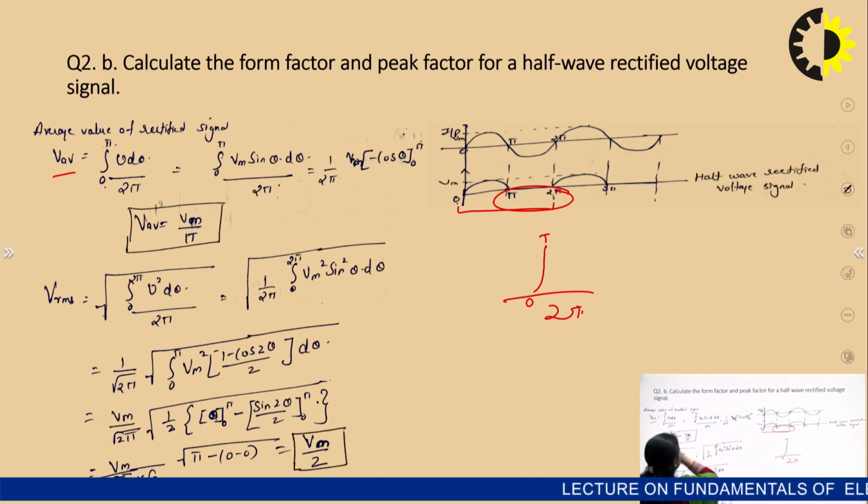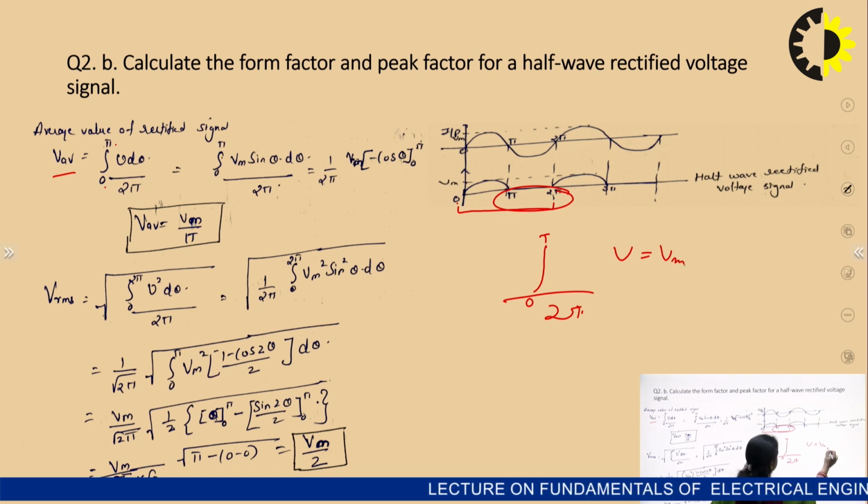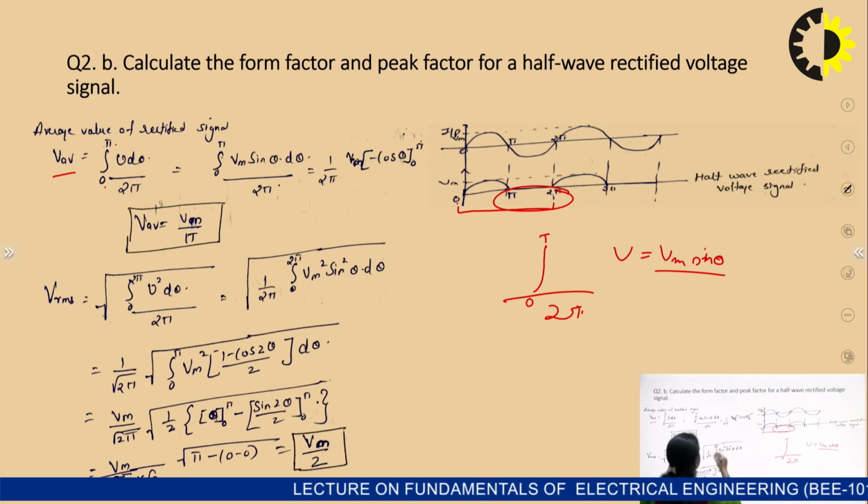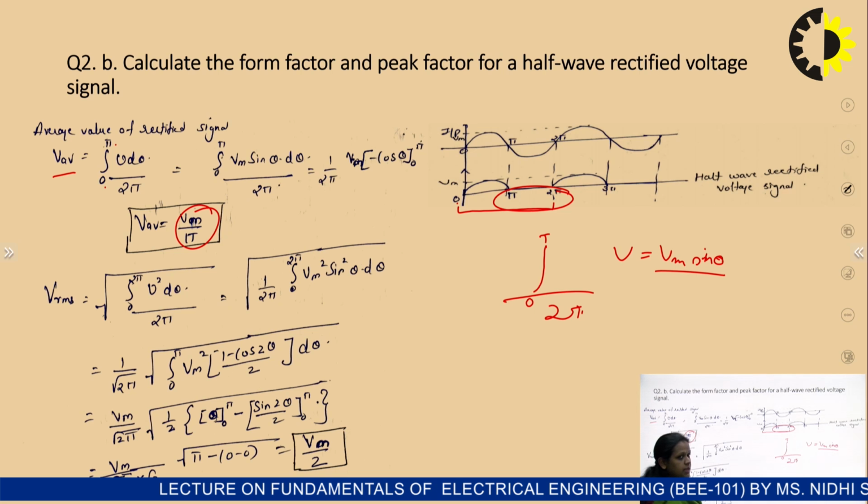So, the voltage equation is V equal to Vm sin theta. You have to integrate this, and if you solve this you will get V average is equal to Vm by pi. So, this is the average value.